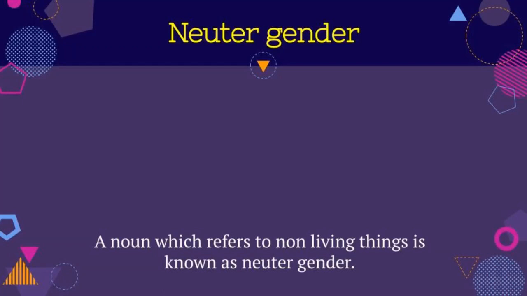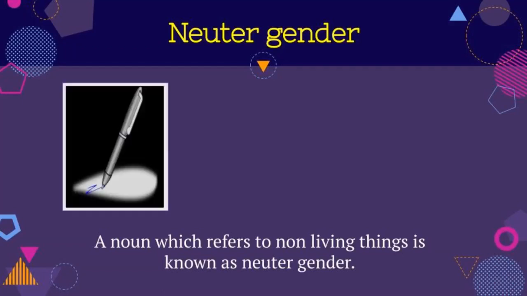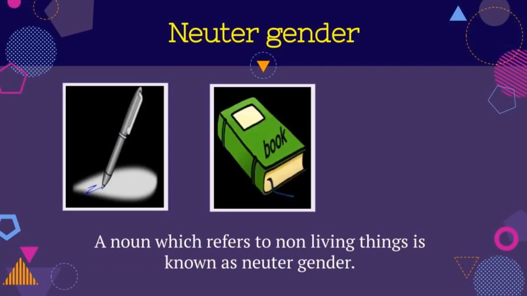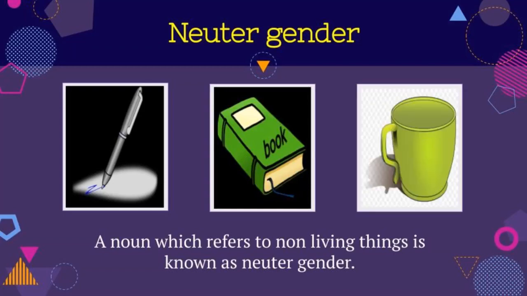Let us see some examples here. The first one is pen. We know very well that pen is an object. It is a lifeless object. The next one is book. Book is also an object. It is a non-living thing. And the third one is cup. Cup is also an object. So these three examples refer to the neuter gender.